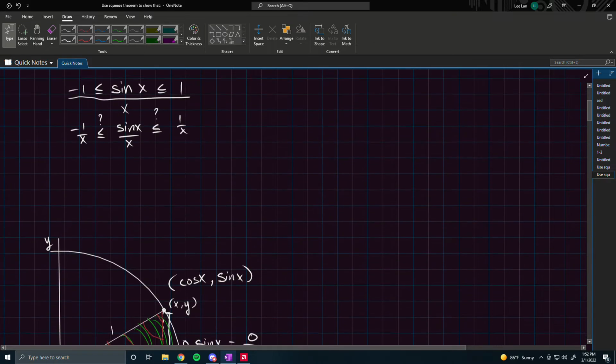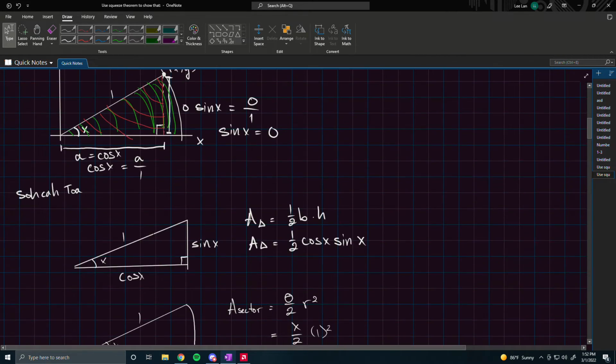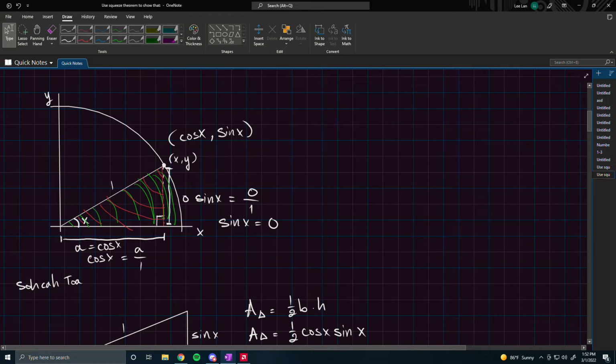So what we've effectively done over here is generate this upper bound function. So we have sine x over x, and that's less than 1 over cosine x, right? So we've got the upper bound function. We need to generate the lower bound function right now. We don't know what that is. In order to do that, similar strategy, we just look at areas and we compare.